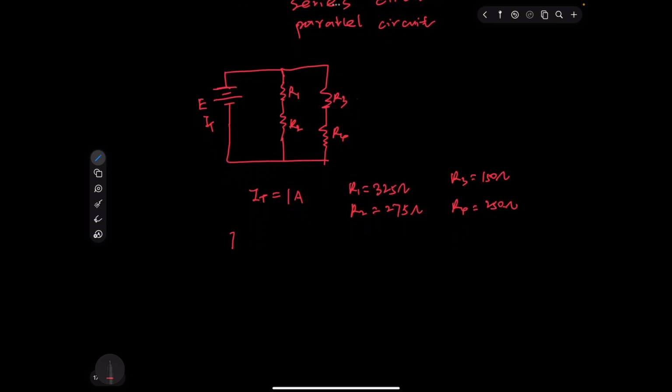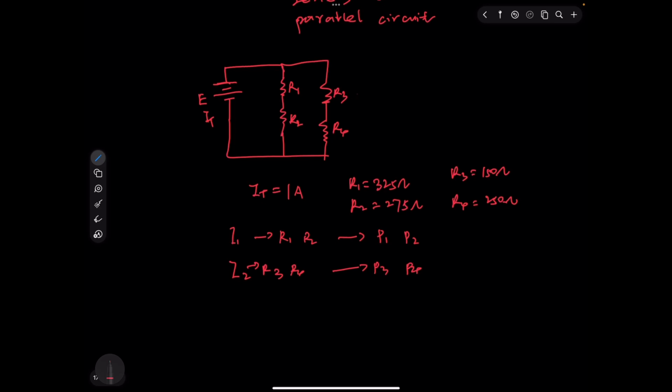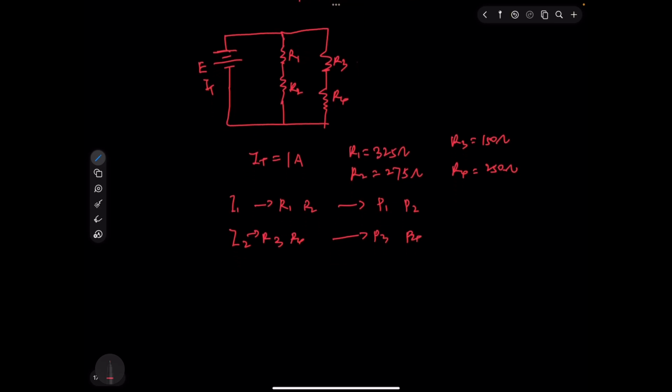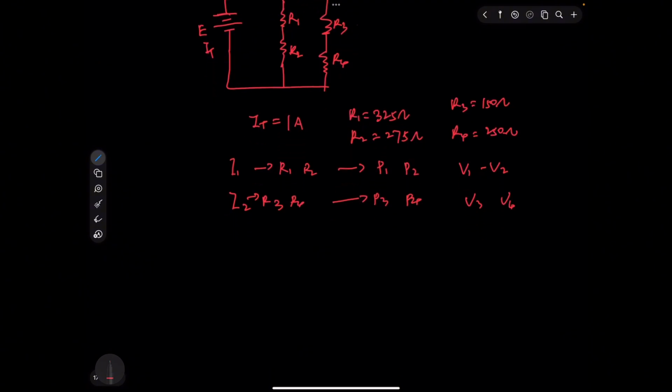Now let's solve the circuit. We need to find the current for R1, R2, and also the current for R3, R4. Then we need to find the power for them, P1, P2, P3, P4. Also the voltage for each, V1, V2, V3, V4. So that is what is given.